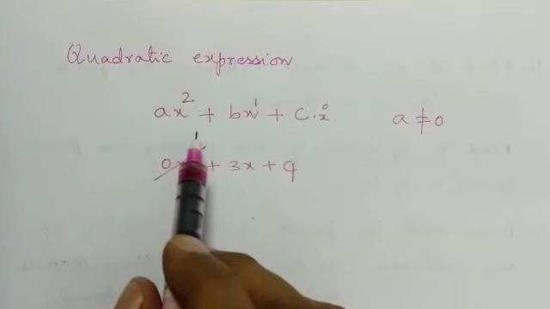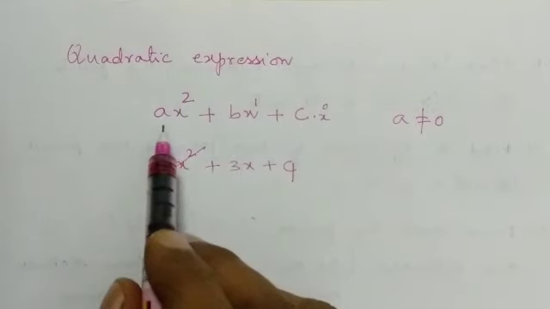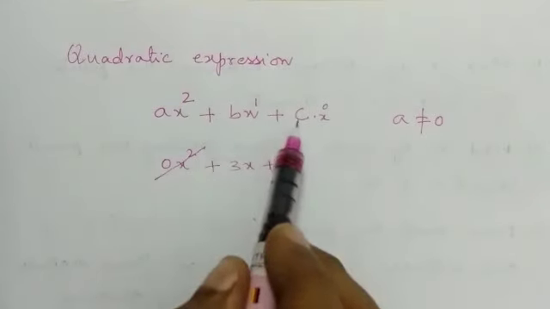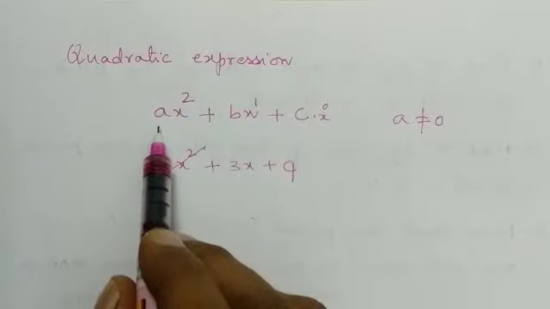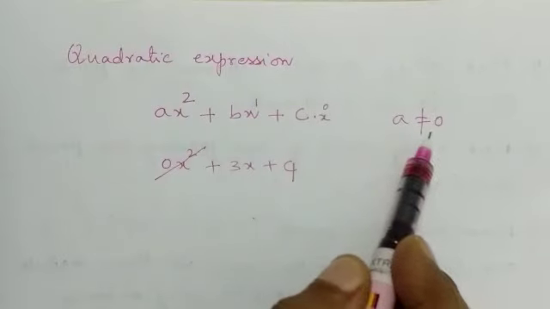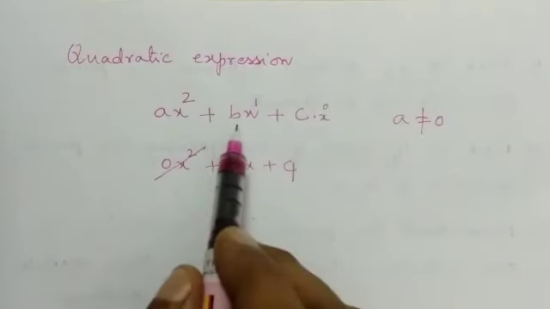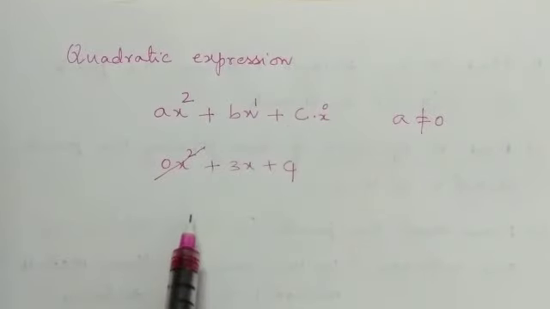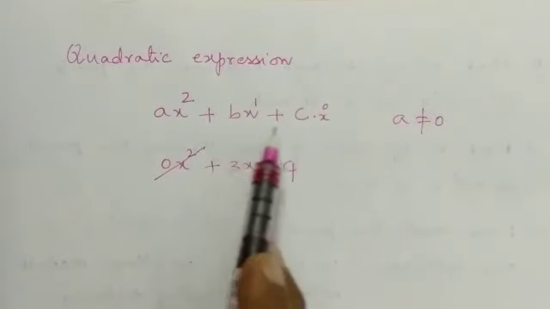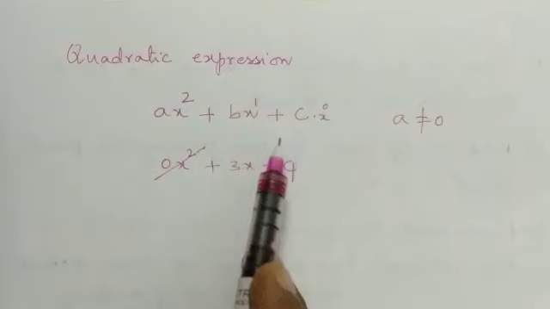To be much clear, of the three, a, b, c, a must not be equal to 0. It is always not equal to 0. What about b and c? b, c may or may not be 0.